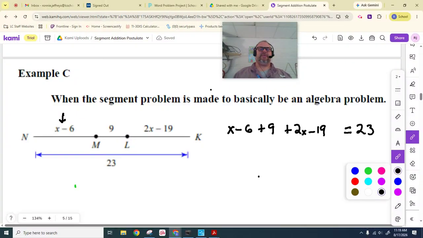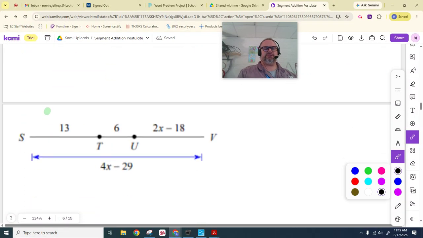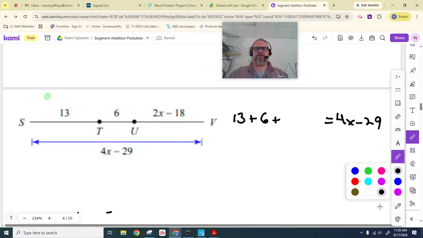So we're going to scroll down. We're actually going to set up this next one. We're not going to solve that just yet. Y'all are going to do it on your own here in a bit. All right, so let's set up this one. This whole thing is 4x minus 29, and it segments into 13 plus 6 plus 2x minus 18.